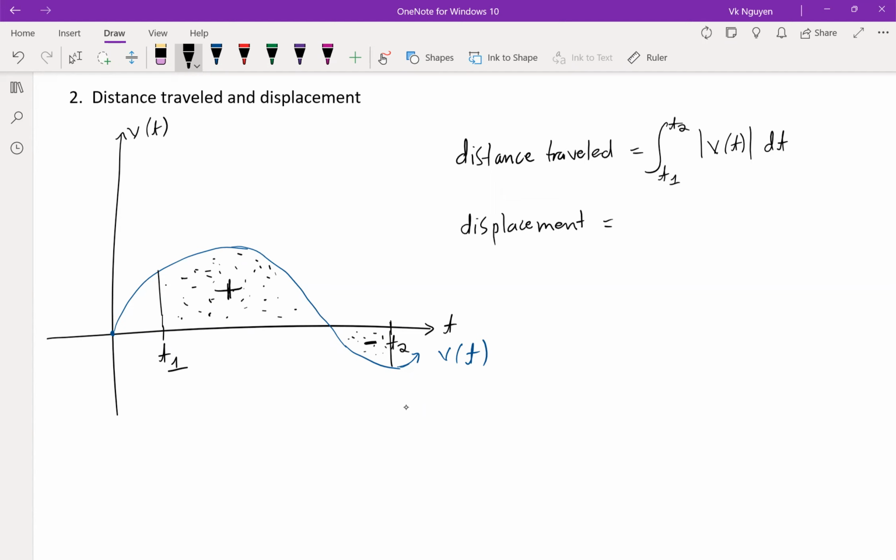For the displacement, it's going to be the positive area plus the negative area. And that is exactly the integral from t1 to t2 of v(t) dt. Very different, distance traveled and displacement. Okay, let's take a look at an example.